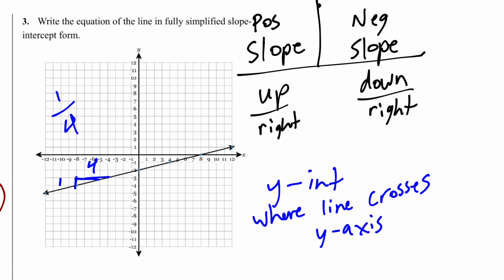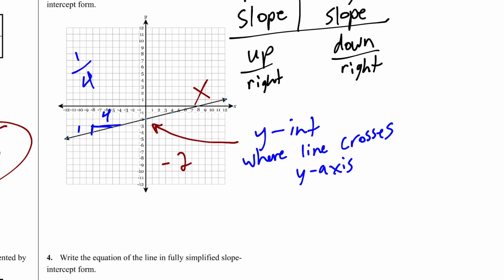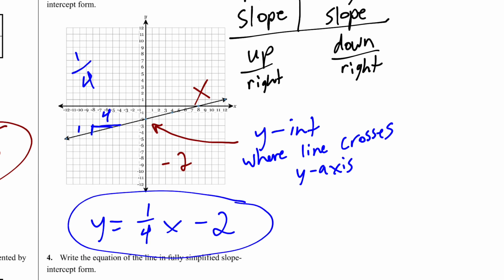For the y-intercept, we're looking at where the line crosses the y-axis. Not the x-axis, not this one, but the y-axis. And here that's at -2. If I put this together into an equation, I have y is equal to 1/4 x minus 2. A quick test to see if I did it right. Is the line going up 1, right 4? Yes. Did I start here at -2?